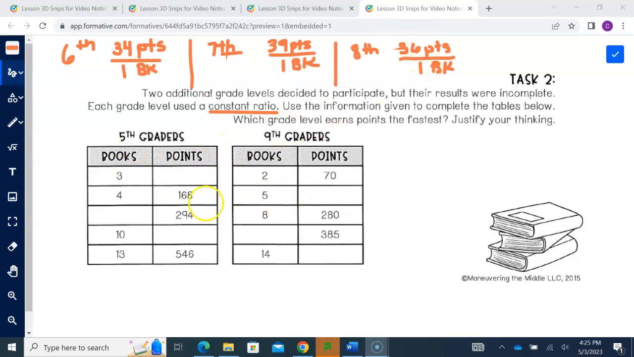So now we've got 2 more grade levels that are competing. We'll see what kind of points they get for each book they read. So looking at the 5th grade, we have an incomplete table, but they did tell us that the table consists of a constant ratio. So looking at the table, do I have a ratio I can use to try to figure out that constant pattern they're using to develop this table? And I do. It's right here.